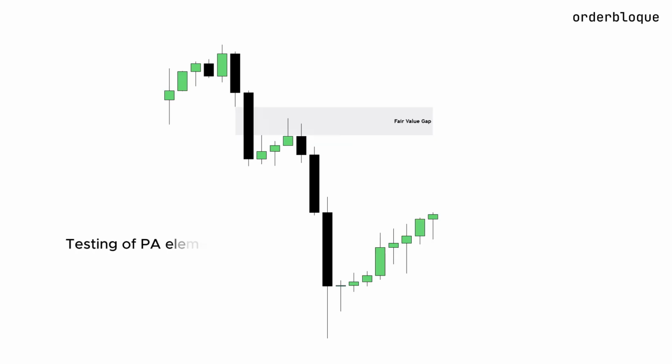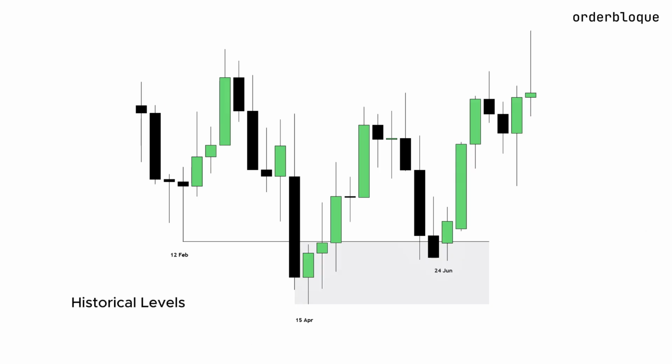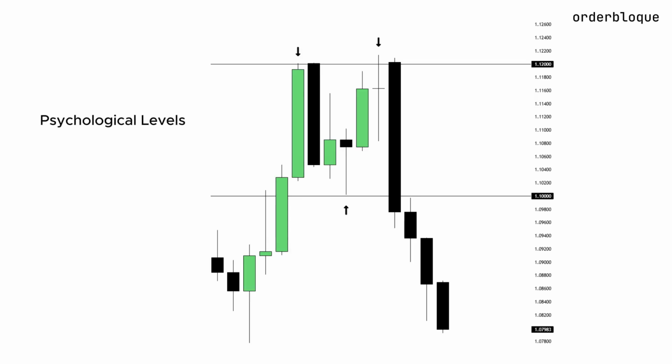Examples of triggers: testing of price action elements, which I've repeatedly discussed on the channel. Price approaching historical highs and lows. If the price previously reversed from a certain level, market participants are highly likely to pay attention to it again. Psychological levels, round numbers, levels like $100, $500, $1,000 per asset. People tend to place limit orders at such values, making them natural points of supply and demand concentration.